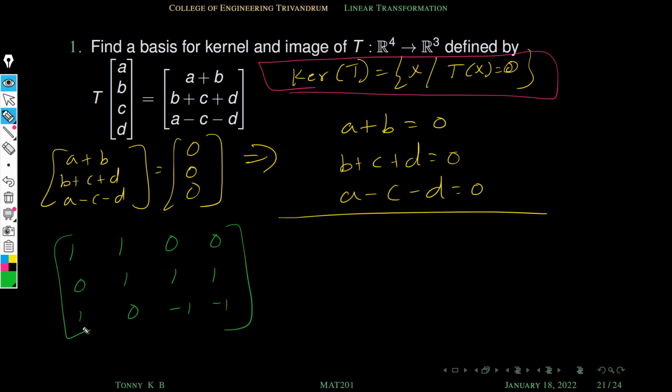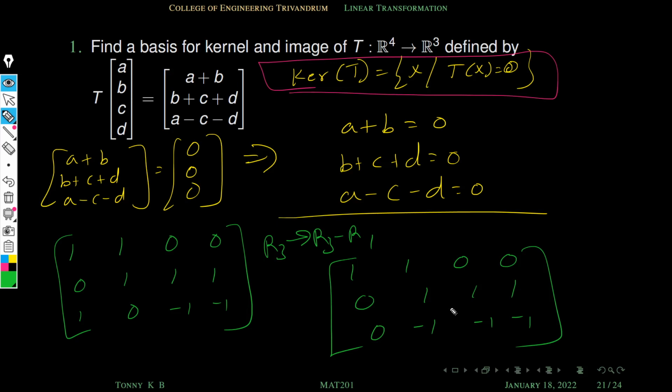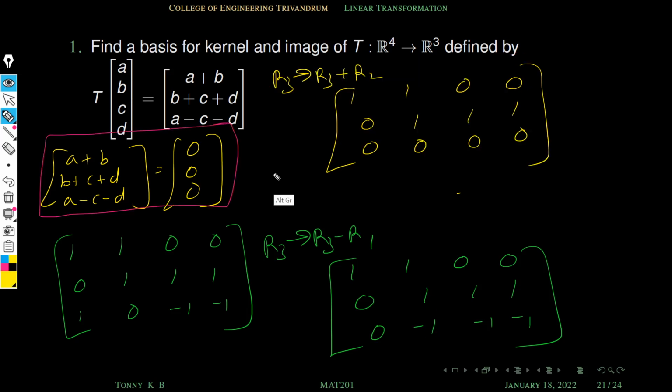So first we have to make this one 0. So R3 goes to R3 minus R1. Okay, so the matrix becomes, this is 0 and 0 minus 1 minus 1. These two remain: 1 1 0 0, 0 1 1 1. Okay, so next you have to make this term equal 0 using this one. That means R3 goes to R3 plus R2. Okay, so this becomes 0 0 0. Okay, so this is the final form of the matrix.